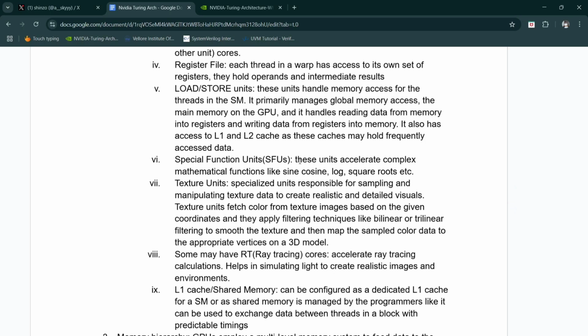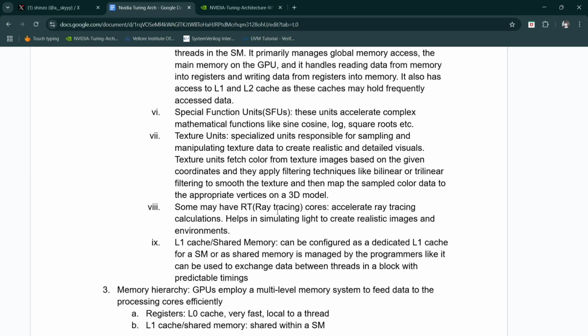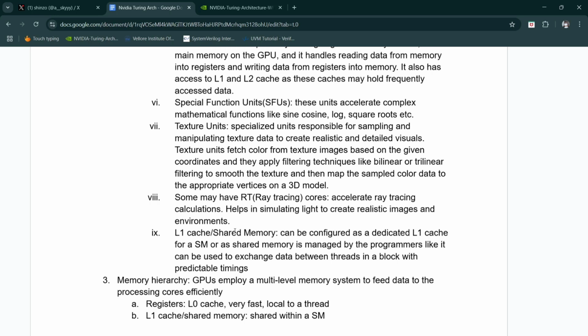After special function units, you have texture units. These are used to apply texture to the 3D models. These are special hardware components that are used to apply texture after the sampling and filtering is done to the 3D model. Now you have RT cores, that is ray tracing. These accelerate ray tracing calculation. These have some specific functions to execute. So this specific hardware is to simulate the behavior of the light and then accordingly render the graphics.